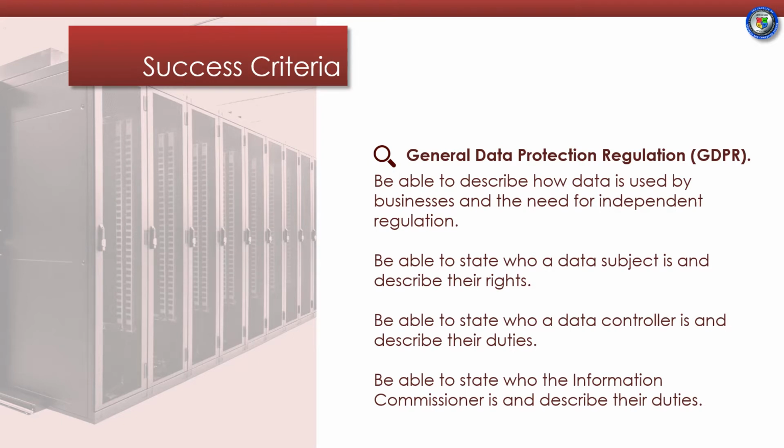Our success criteria for this lesson is as follows. By the end of the lesson, we'll be able to describe how data is used by businesses and the need for independent regulation. We'll be able to state who a data subject is and describe their rights. We'll be able to state who a data controller is and describe their duties and responsibilities. Finally, we'll be able to state who the Information Commissioner is and describe their duties and responsibilities also.